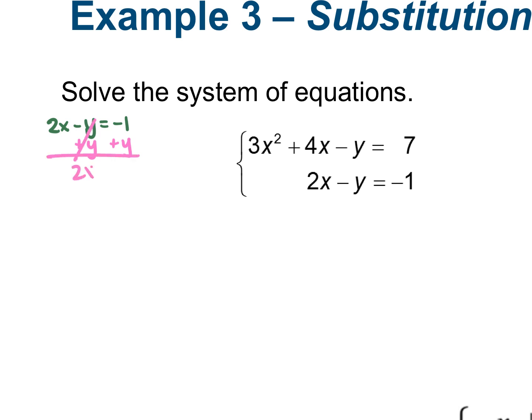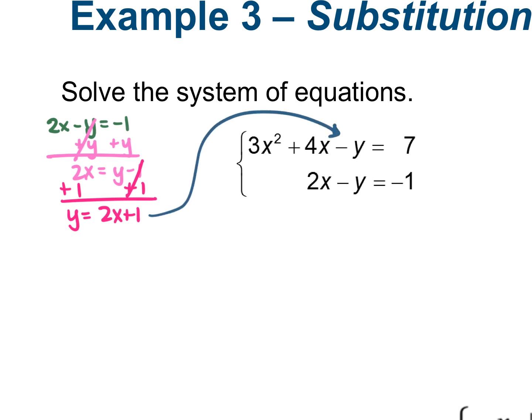That gives us 2x is equal to y minus 1. And then I just move the 1 over by adding it to both sides. So that's y is equal to 2x plus 1. So we're going to take that 2x plus 1 and plug it in for y in that top equation. So that gives us 3x squared plus 4x minus y, which is 2x plus 1, is equal to 7.